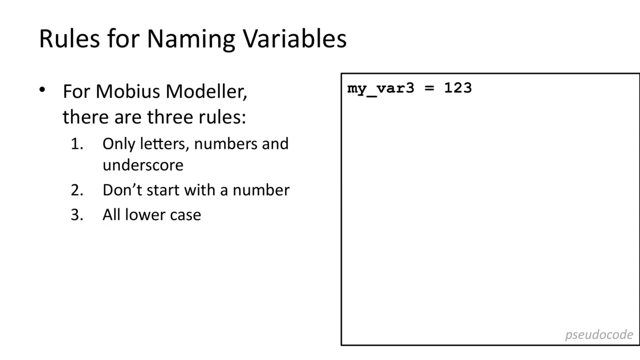In Mobius Modeller, there are 3 variable naming rules. The first 2 rules will apply in most other programming languages, but other languages may have additional rules. We will go through the 3 Mobius Modeller rules, each one in turn.